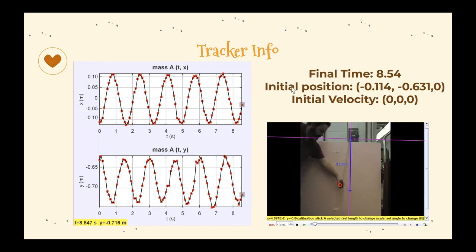What I put into Tracker: I put this video in and I calibrated it as 0.7 meters. The final time was 8.54, which I will put in my code, and I'll show where I put it. That was my initial position. Initial velocity is 0, and these are the X and Y graphs.